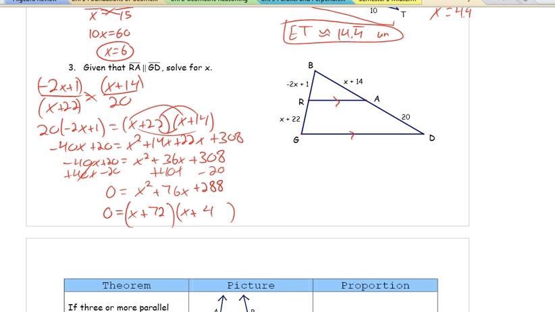Okay. So that's going to give us 0 equals x plus 72, 0 equals x plus 4. So x is going to be negative 72. x is going to be negative 4. And let's take a look at our answers. We got to plug them back into our picture and see if they work. Negative 72 plus 14, that's a negative, let's see, 58. Okay? Can't have that. You cannot have a negative side length. Negative 4 plus 14, that's going to equal 10. That one's good to go. So negative 4 would be your only solution there.